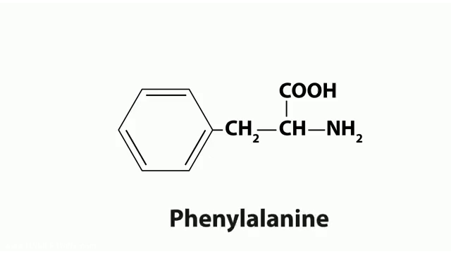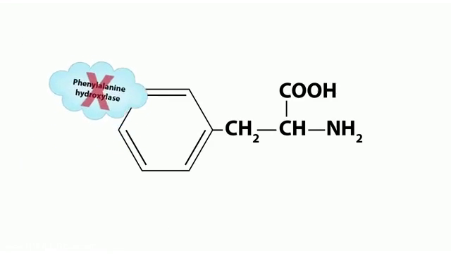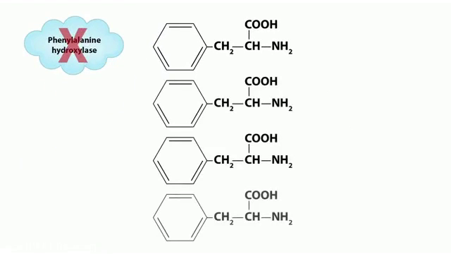We're going to write this out in a second. You start with the amino acid phenylalanine, and the enzyme phenylalanine hydroxylase adds a hydroxyl group to make tyrosine. Now, what happens if you're deficient in phenylalanine hydroxylase? Well, the phenylalanine is going to build up, and that leads to phenylketonuria, or PKU. So phenylalanine hydroxylase is an important enzyme for you to know.